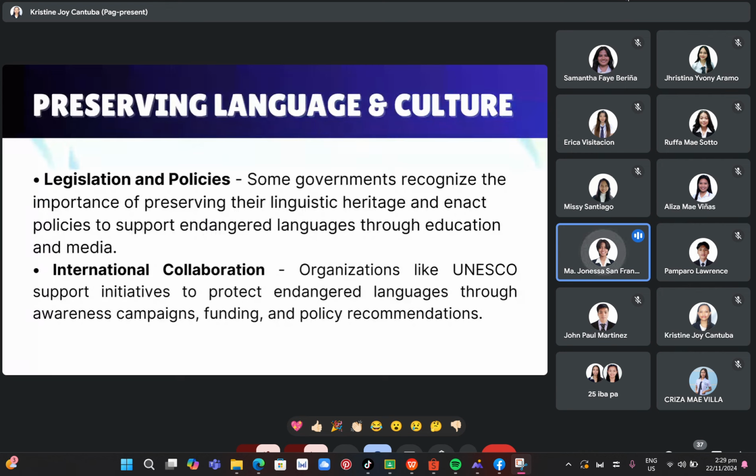Next is legislation and policies. Some governments recognize the importance of preserving their linguistic heritage and enact policies to support endangered languages through education and media. Well, there's actually a law that was passed here in the Philippines, known as Republic Act number 7104, passed last August 14, 1991. Section 4 reads: creation of the Commission on the Filipino Language.